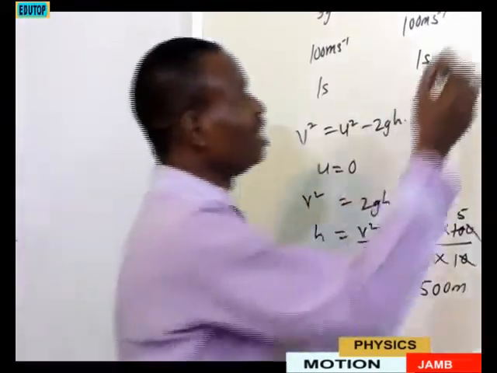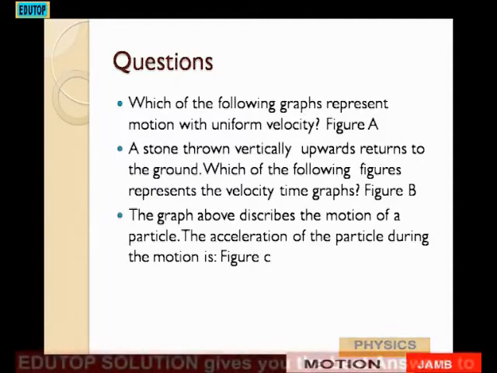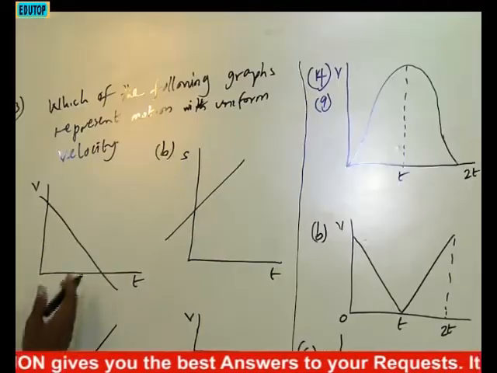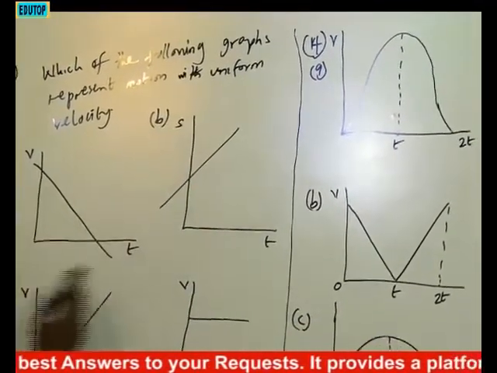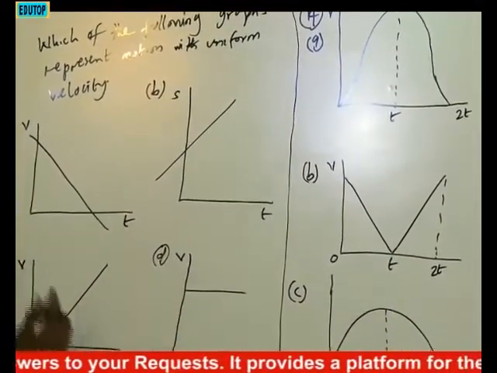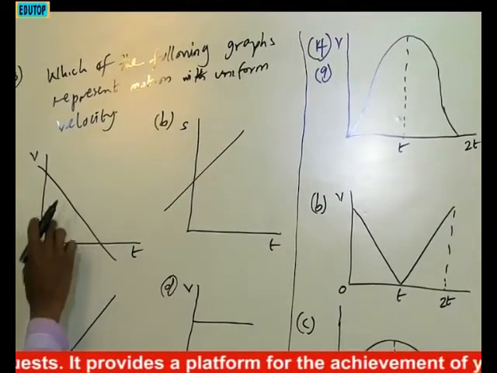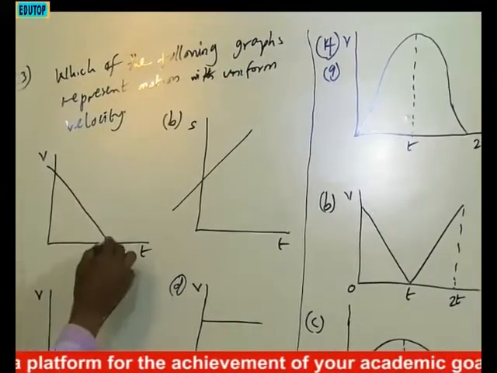Question number 13 says, which of the following graphs represents motion with uniform velocity? You can see all the graphs. You have A, B, C, and D. Look at this graph. This graph is an example of a motion coming to rest.